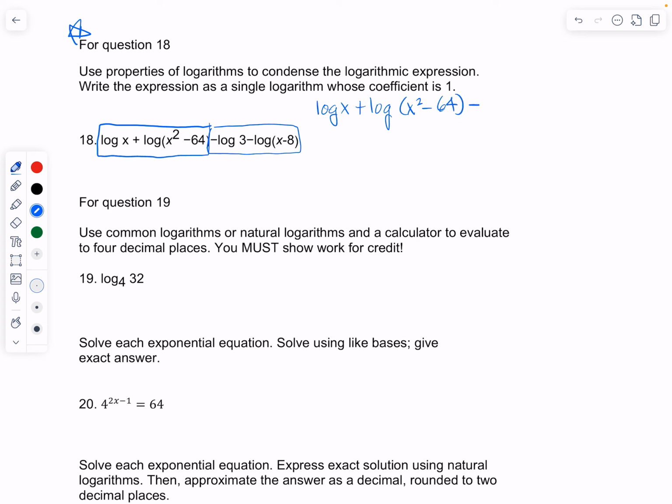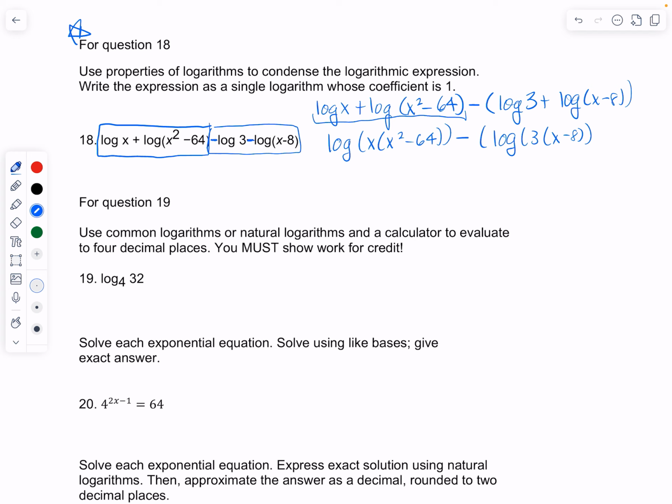And I'm going to take the GCF of a negative 1 out. So negative log 3 plus log of x minus 8. And the reason why I'm doing that is because it'll make it easier for me to write this up. Okay, so these two, because they're added, I can combine them to say log of x times x squared minus 64. And then minus, and then I can combine these two because they're added, log of 3 times x minus 8.